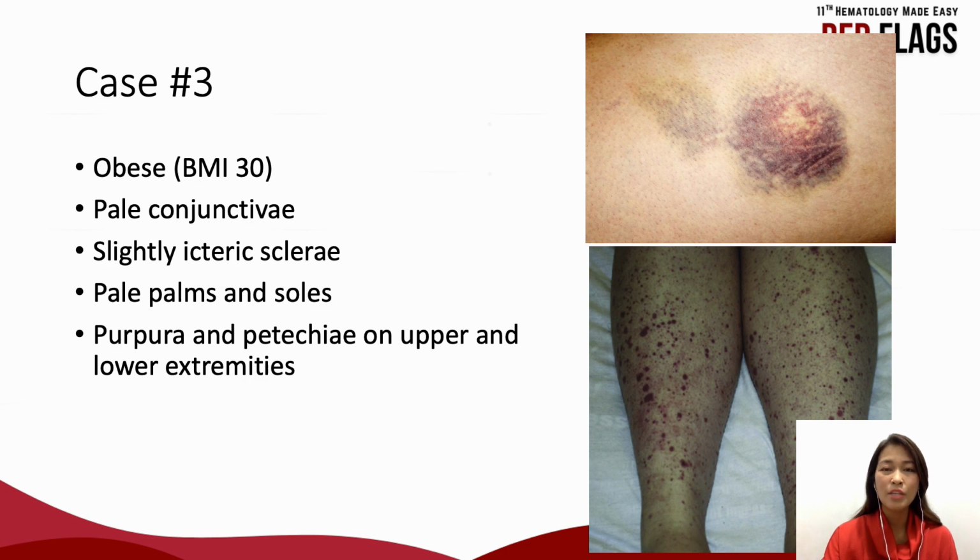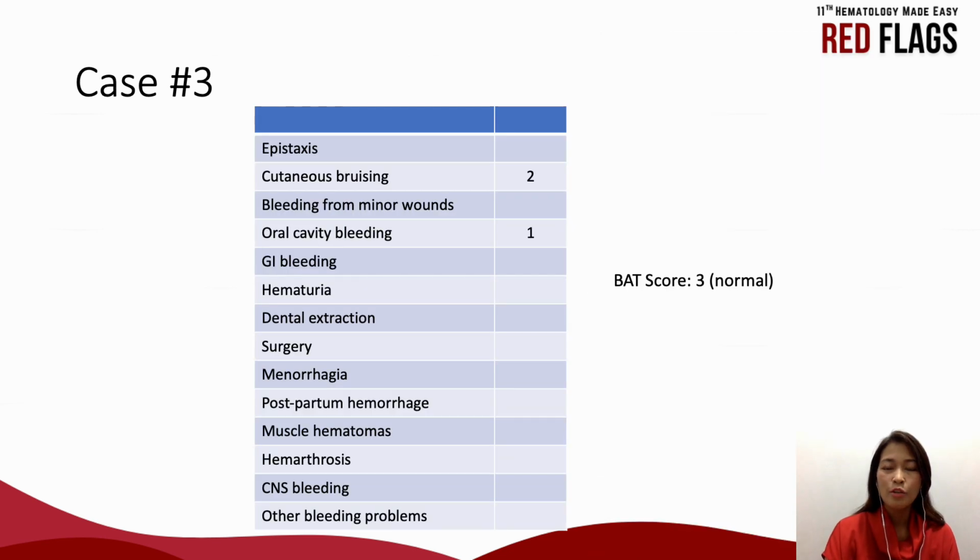Upon physical examination, she was noted to be obese, had pale conjunctivae, slightly icteric sclerae, pale palms and soles, multiple purpura on both upper extremities, and petechiae on the lower extremities. Using the bleeding assessment tool, she scores 3 for cutaneous bruising and oral cavity bleeding, not supportive of an underlying bleeding disorder. However, due to the presence of other clinical clues, diagnostic workup is warranted.